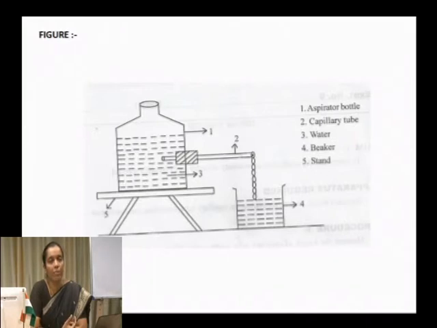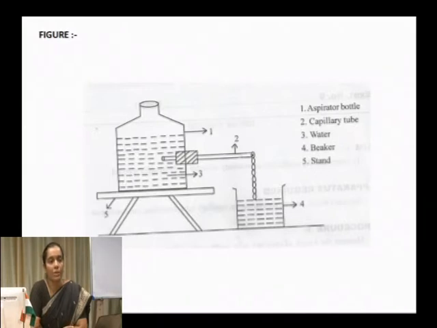So, depending on the radius of the capillary tube, we will set the timings. For example, 5 minutes, 5 into 60, will be 300 seconds. So, we will allow the water to flow for 300 seconds. Once the 300 seconds is completed, we again close the capillary tube. Since the water has flowed down through the capillary tube, the level of water in the aspirator bottle will decrease, and that height of water in the aspirator bottle is noted down as H2.